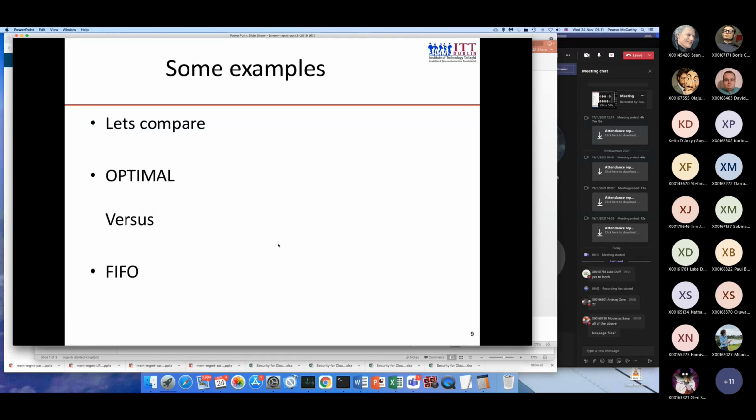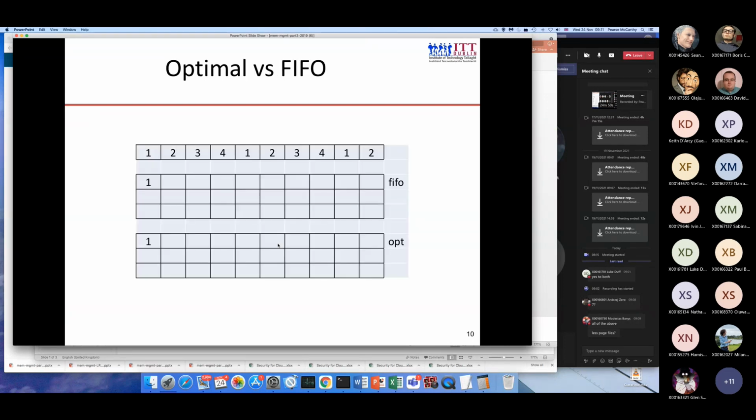Okay, so let's compare optimal versus FIFO. Don't worry, we'll step through this. So here's a really, really simple example. So what does this diagram mean? Get used to these diagrams, because this is what you're going to be doing in the lab next week, and some of these are going to definitely crop up on your CA2.